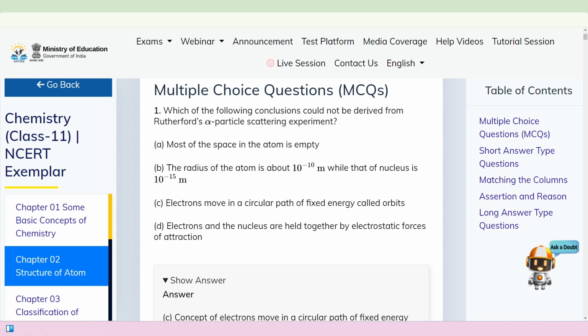This thing is wrong because it does not define any orbits or something like that. It was defined by the Bohr model. Okay, so this is incorrect. It cannot be derived from the Rutherford alpha experiment. Option D, electrons and the nucleus are held together by electrostatic force. Yes, it is also true because he has defined that the nucleus is positively charged and the electron is negatively charged, and the force of attraction is the electrostatic force of attraction.